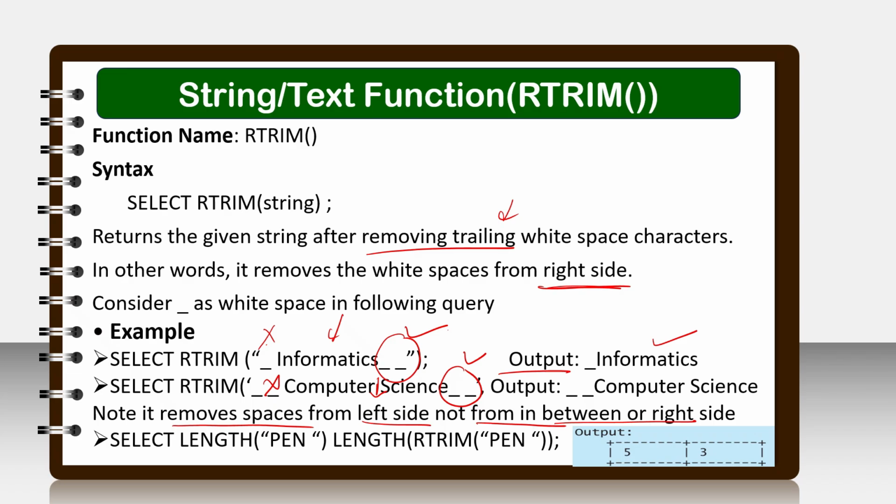So for length, you can check this example. This is an NCERT example. SELECT LENGTH of 'pen', comma, LENGTH of, here the comma is missing, you can put LENGTH of RTRIM 'pen'. So here the length is 5 and here the length is 3 because it removed the spaces.